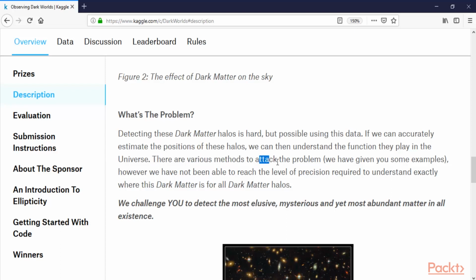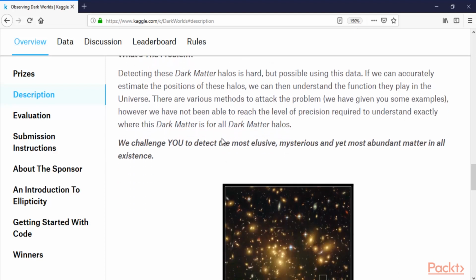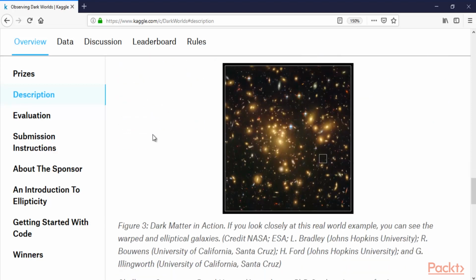There are various methods to attack the problem. We have given you some examples already. However, we have not been able to reach the level of precision required to understand exactly what the dark matter is for all dark matter halos, because we still do not have enough data to understand exact information about dark matter. We challenge you to detect the most elusive, mysterious, and yet most abundant matter in all existence. So this is the challenge of this project, right? That's why it is called Observing the Dark World.